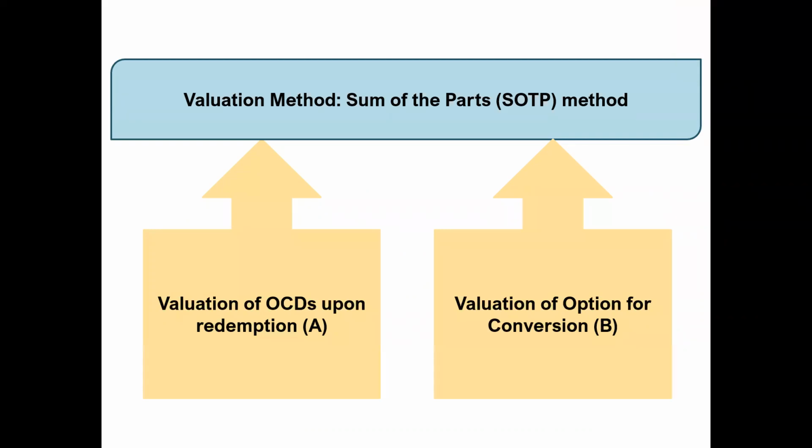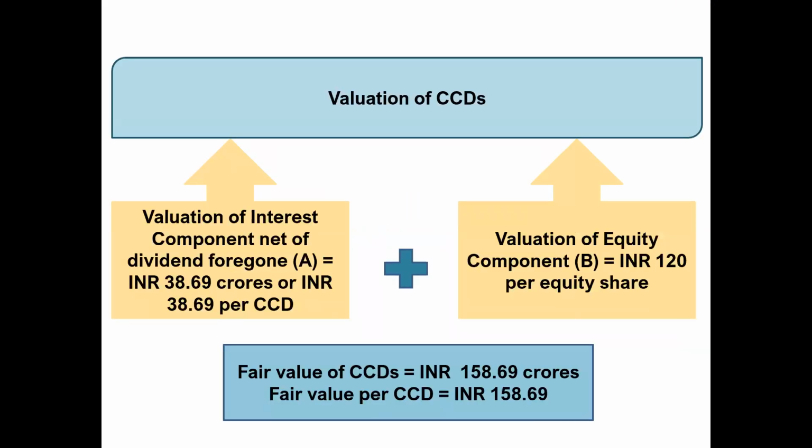Ma'am, I had a question on the previous slide. So what we did was we added the current value of the equity share for valuing the CCD. But the shares are going to be converted at the end of the fifth year, right? So why aren't we taking the fair value of equity at the end of the fifth year and then discounting that back today? I get the point that the current value is 120, which is given, but those are going to get converted at the end of the fifth year. The FMV at the end of the fifth year can be different, right?